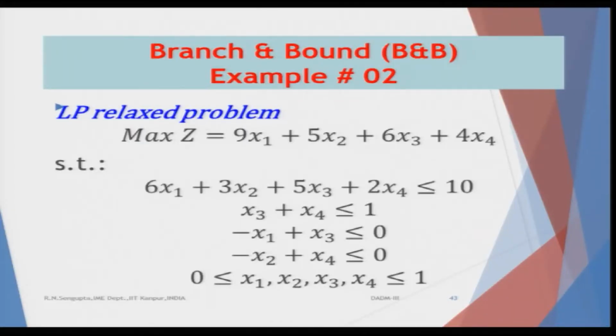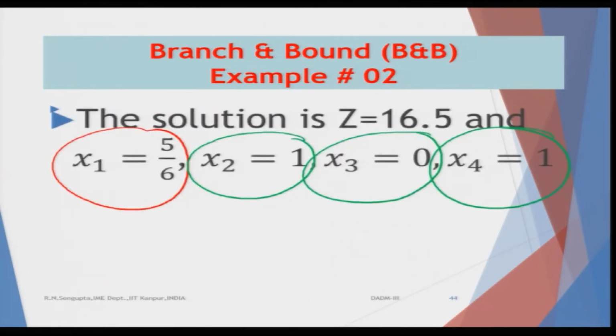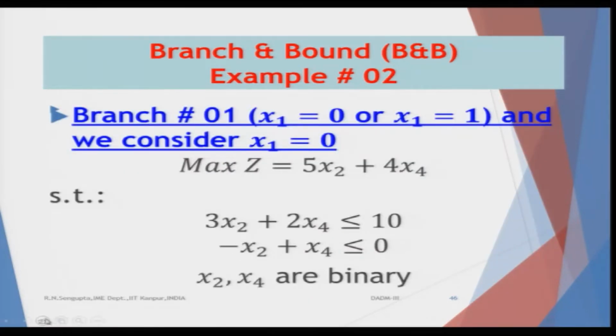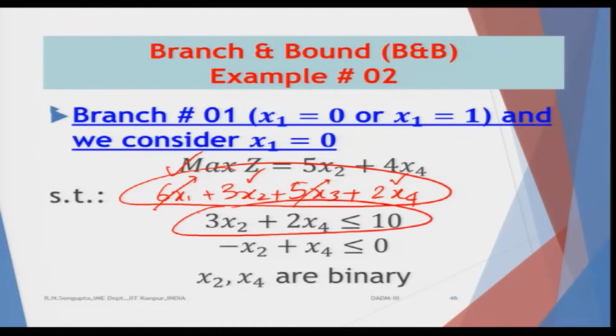6x1 plus 3x2 plus 5x3 plus 2x4, less than or equal to 10. So, it is like this. Let us see, x1 was 0, so it vanishes, fine. x2 is 1, which remains in the constant, which is fine. x3 is 0, it vanishes. So, it is fine. x4 is 1, it remains in the constant, which is fine. So, this constraint and this constraint are also the same.